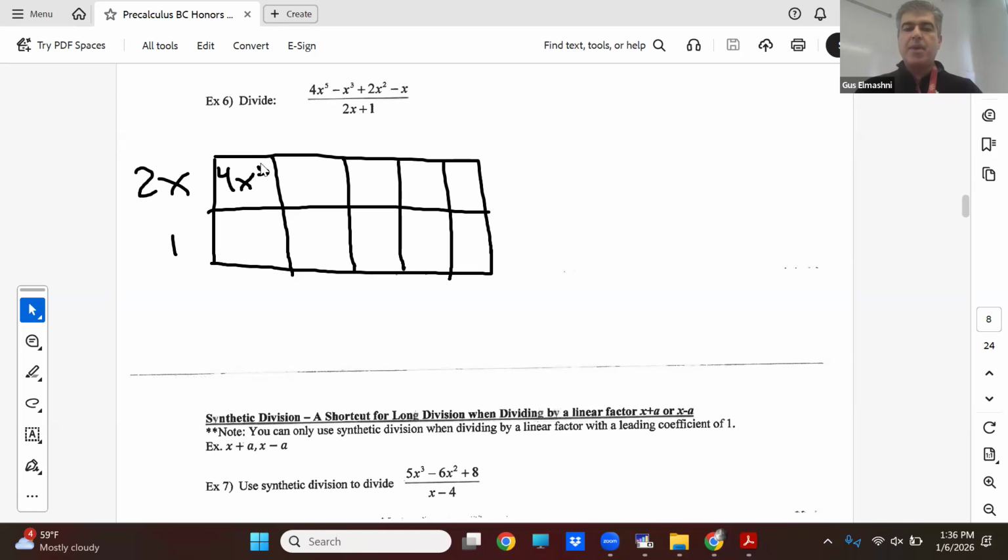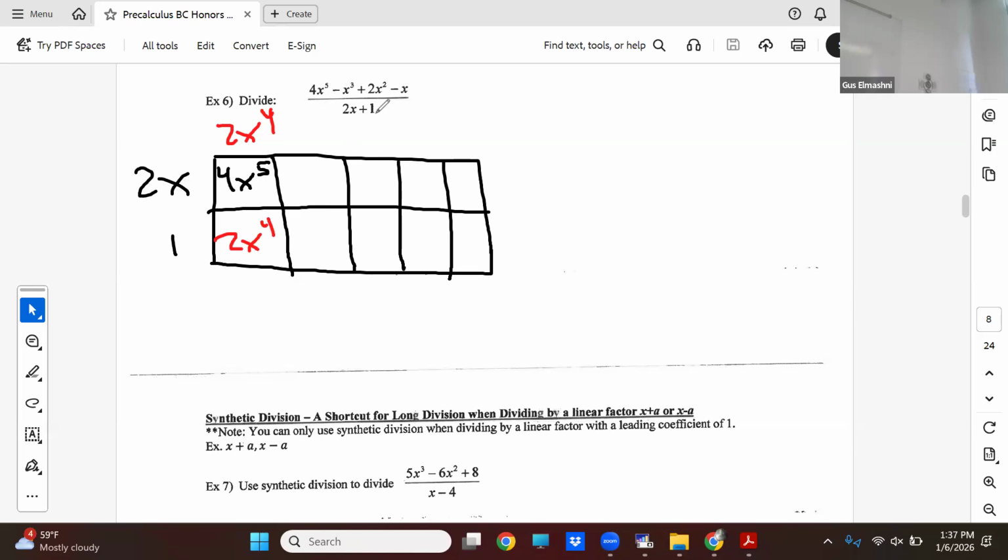Technically, they call this in CPM polydoku, like Sudoku. I don't play Sudoku. I play Wordle and Connections, but anyway. What do you multiply? Take the leading term, put it in the upper left corner. You have 2x plus 1. What do you multiply 2x by to get the 4x^5? 2x to the 4 power. Perfect. So that becomes 2x^4.